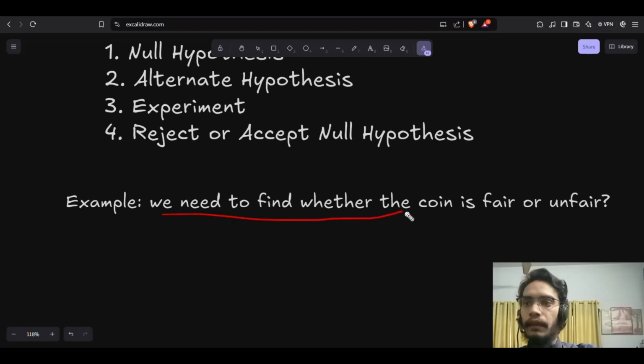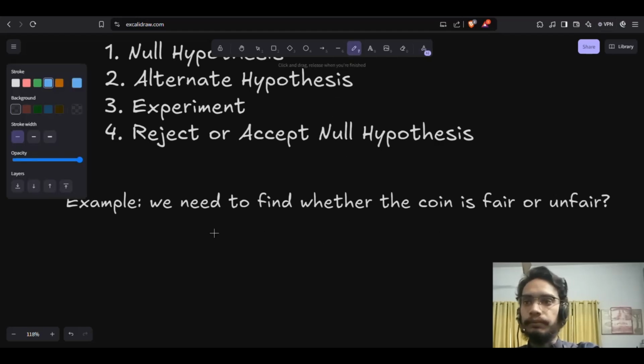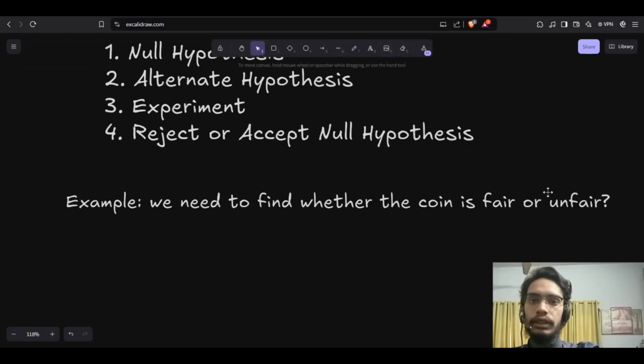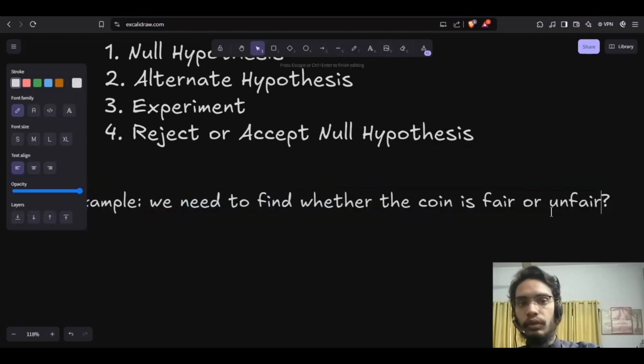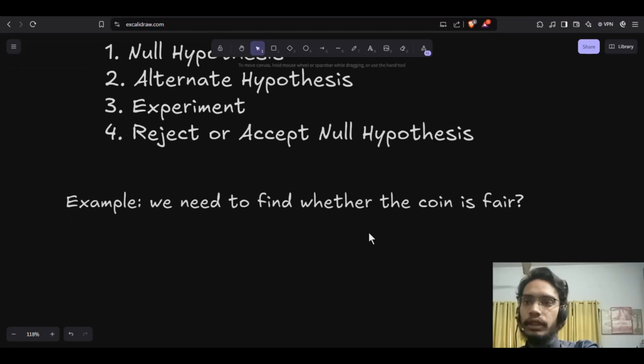Let's say we need to find out whether a coin is fair or unfair. If you have a coin for a toss, then you need to find out whether that coin is fair or unfair. If I only say that we need to find out whether the coin is fair, let's just ignore the unfair thing. Firstly, we need to find out whether the coin is fair.